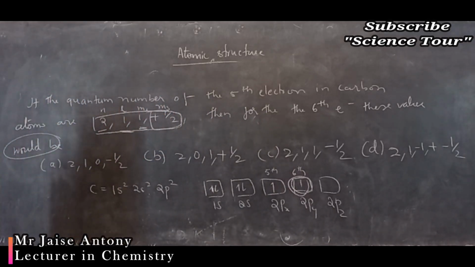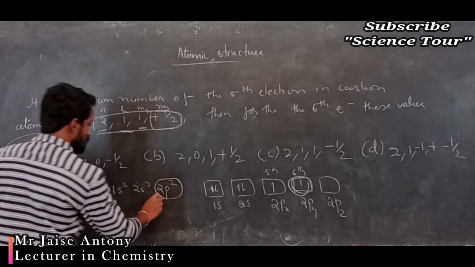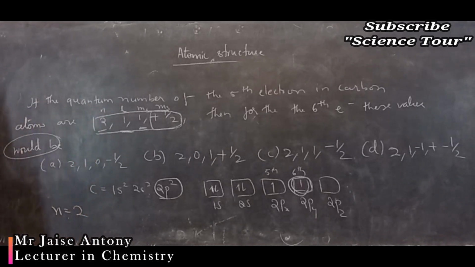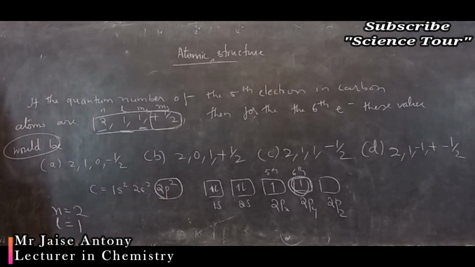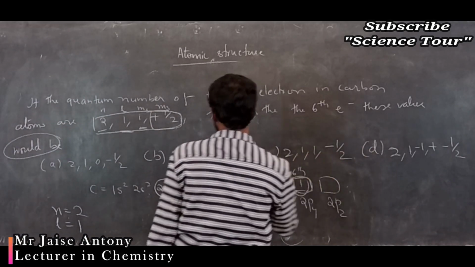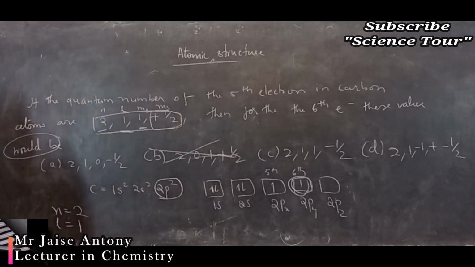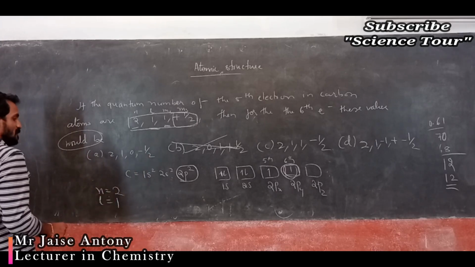My dear student, it is very simple. See, here 6th electron comes in second energy level. That means n is equal to 2. Principal quantum number is 2. L value for p is 1. That is also correct. 2, 1 is there. A and C, D options. This option got cancelled. This one remove. Okay. Now 3 options remaining.